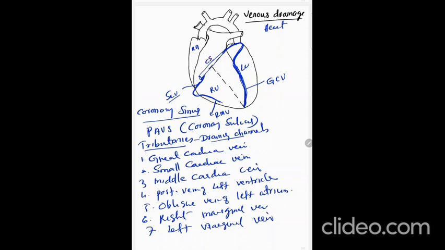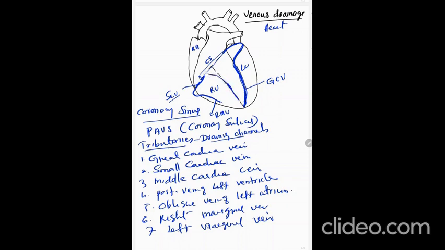This is the right end of the coronary sulcus. Then again, here is the posterior interventricular sulcus, and here we have the posterior interventricular artery. There is a vein that lies in the posterior interventricular sulcus, known as the middle cardiac vein. So here we have the middle cardiac vein.